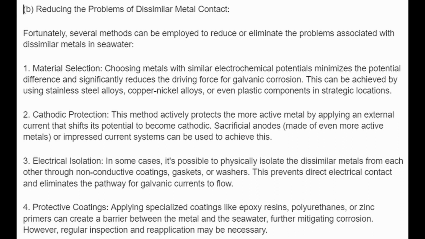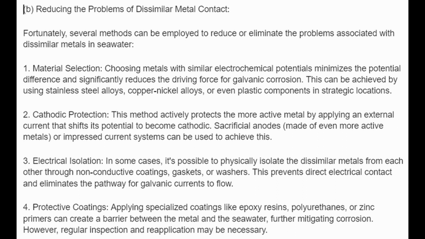2. Cathodic protection. This method actively protects the more active metal by applying an external current that shifts its potential to become cathodic. Sacrificial anodes made of even more active metals or impressed current systems can be used to achieve this.